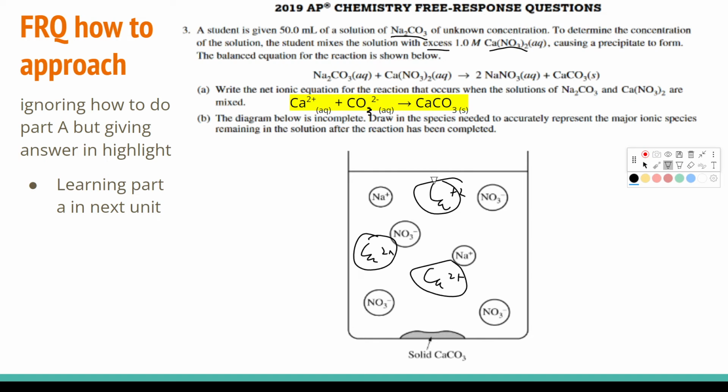Just be careful about what is being with what. If you're confused about why this is the answer, please ask. I can go over it more. I kind of breezed through it a little bit. So just ask. I will happily help you.